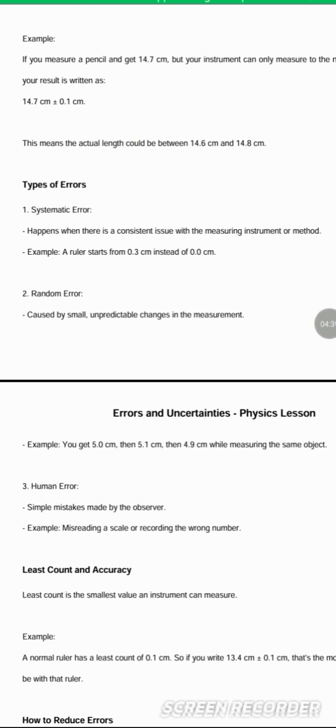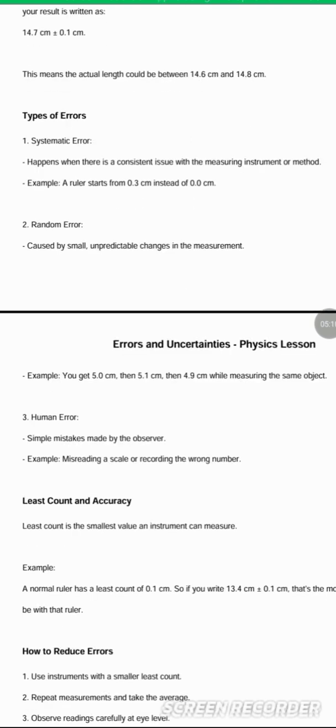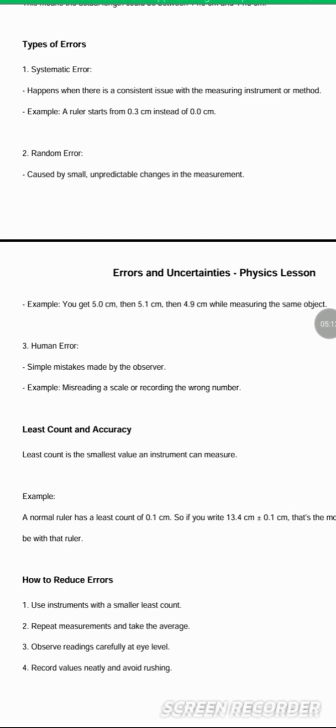Okay. So the third one and the last one in today's lecture is the human error. This one's funny, because we all have done it. You forgot to zero the weighing machine, you misread the thermometer, or you wrote 1.9 instead of 19. These are human errors because they are simple mistakes, not scientific ones. And guess what? Scientists make them too. Yes, don't be shocked about it.